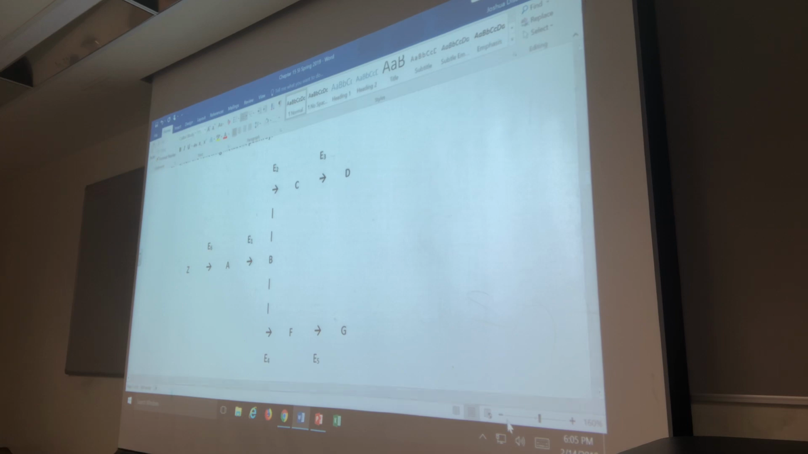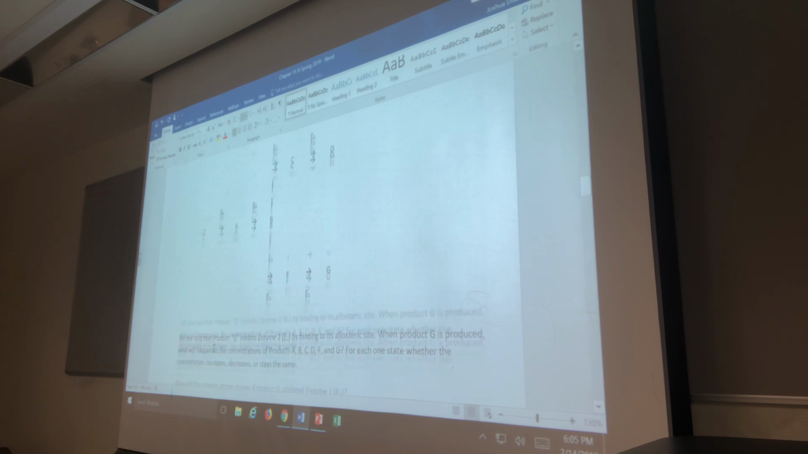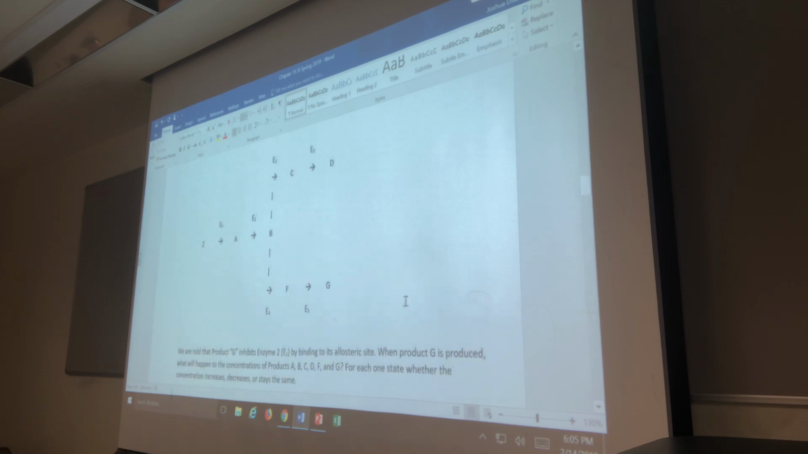What could they ask? So here's a couple potential questions. Here's the first one. We are told, let me make sure this is still recording. All right. We are told that product G actually inhibits enzyme 2 by binding to its allosteric site. This is an example of feedback. When product G is produced, what will happen to the concentrations of product A, B, C, basically everything else?